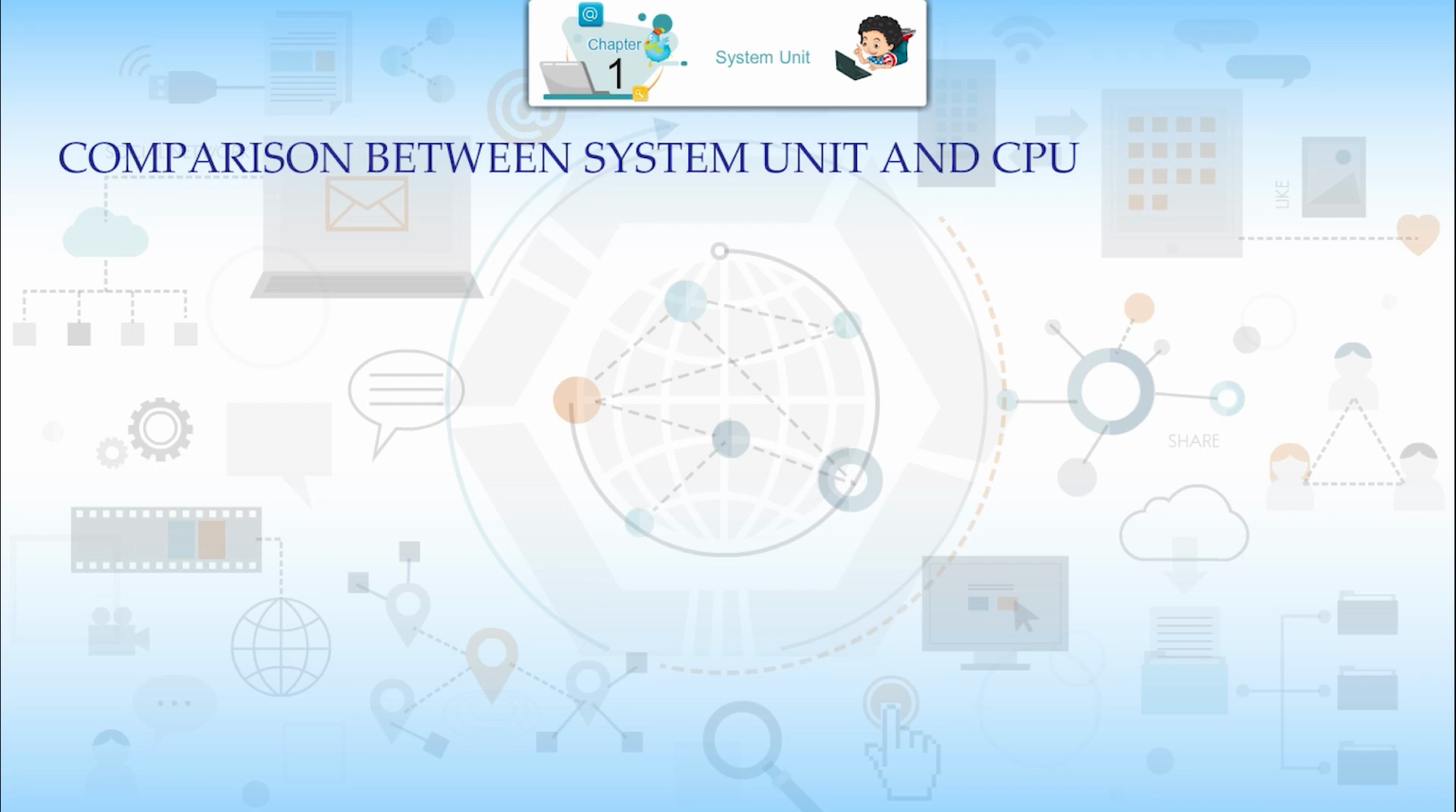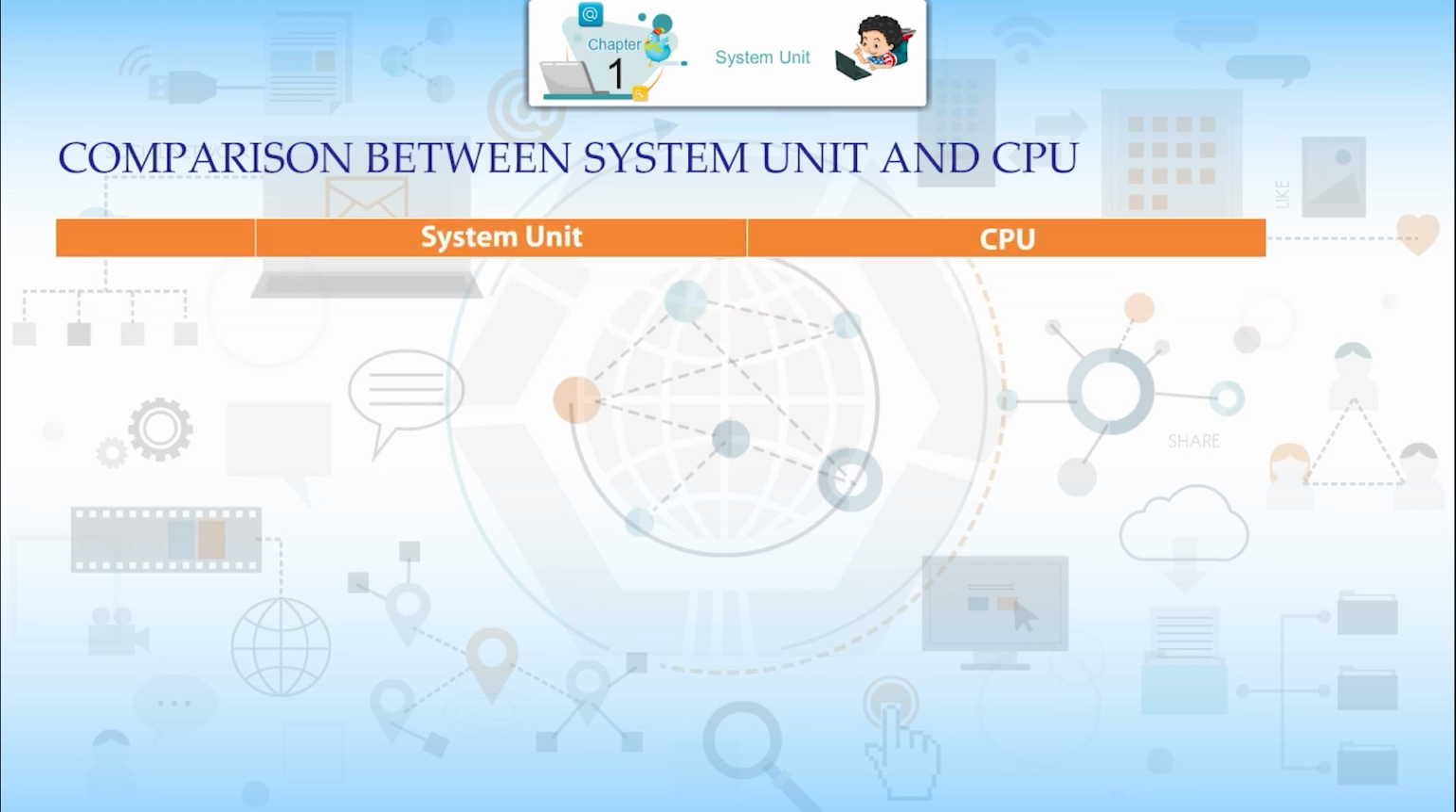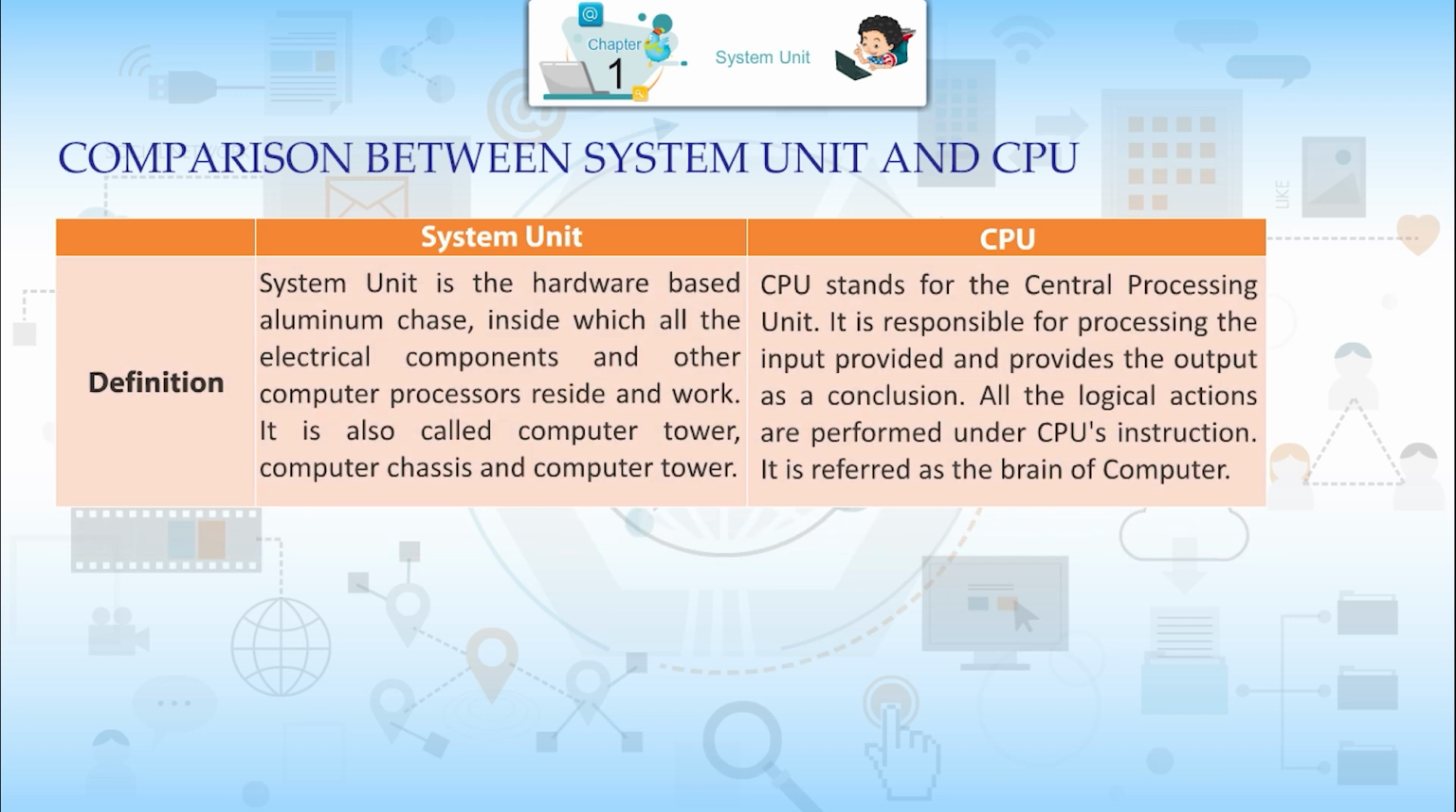Comparison between system unit and CPU. Definition. The system unit is the hardware-based aluminum case, inside which all the electrical components and other computer processors reside and work. It is also called computer tower or computer chassis. CPU stands for central processing unit. It is responsible for processing the input provided and provides the output as a conclusion. All the logical actions are performed under the CPU's instructions. It is referred to as the brain of the computer.